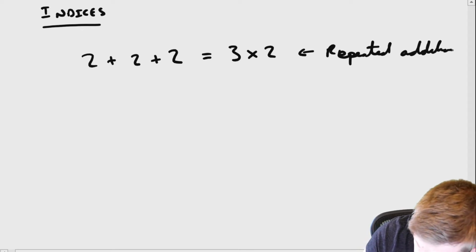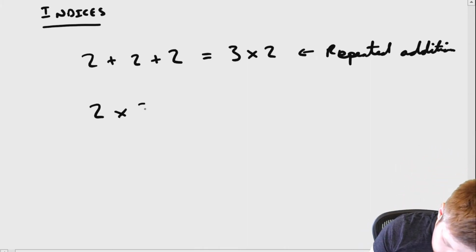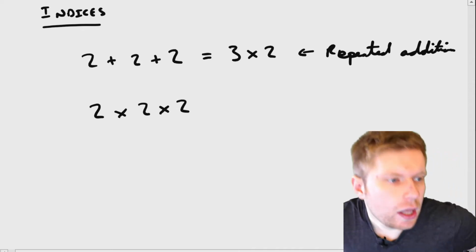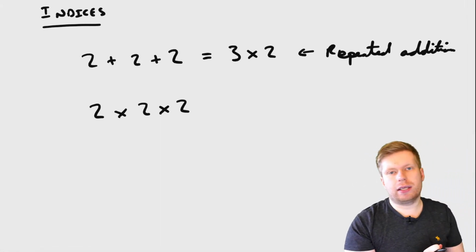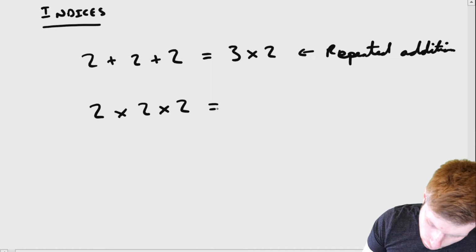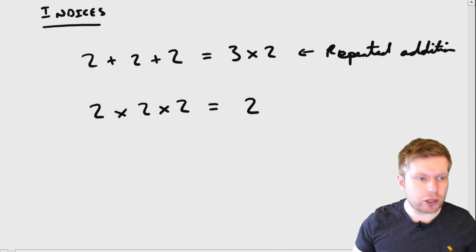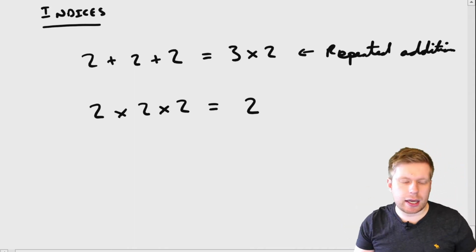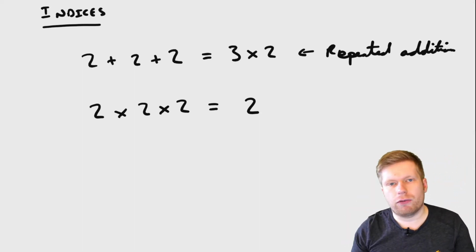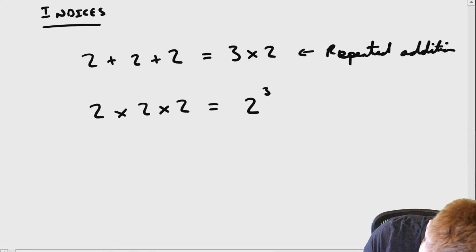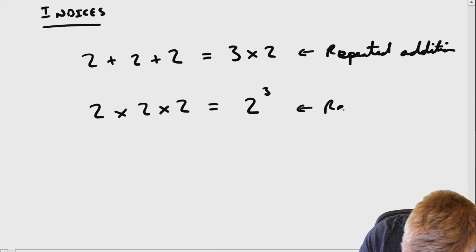Now in the same fashion, we also have notation for something like this. If I had not 2 plus 2 plus 2, but 2 times 2 times 2, so in other words, instead of adding 2 to itself 3 times, I'm multiplying 2 by itself 3 times. Well, fortunately, we also have notation for these situations as well, and it's this. This time we still have the 2 to represent the thing that we're multiplying, but we need to represent the fact that we're multiplying 2 by itself 3 times. So therefore, I'm going to put the 3 up here instead. And this literally means repeated multiplication.